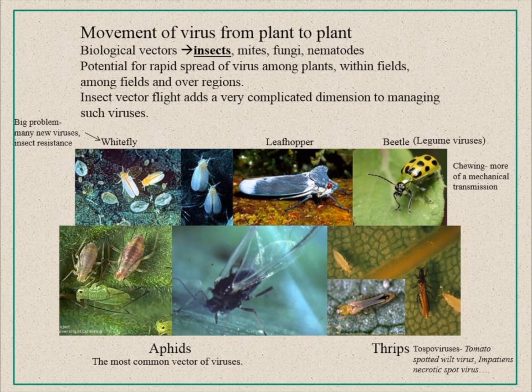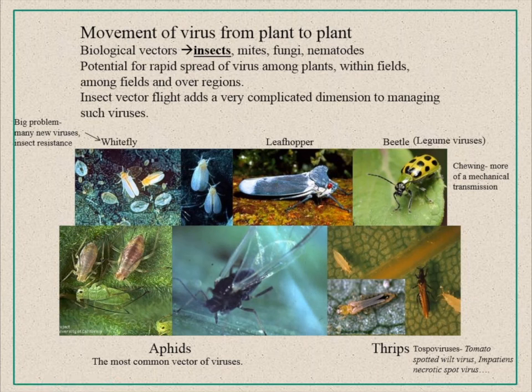So some of the insect vectors include whiteflies, of which there's a growing number of important viruses being transmitted, leafhoppers, and beetles. Many of the legume viruses are transmitted by beetles. Thrips, interesting, they transmit a genus of viruses called tospoviruses. Tomato spotted wilt virus is included in that.